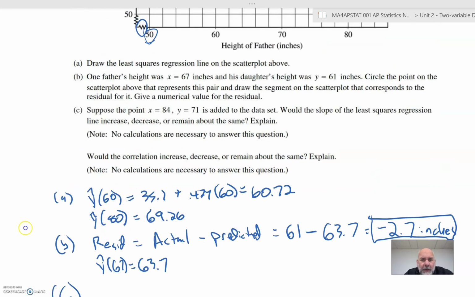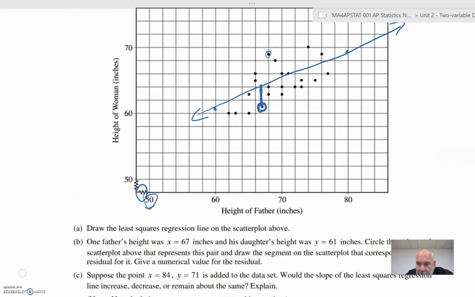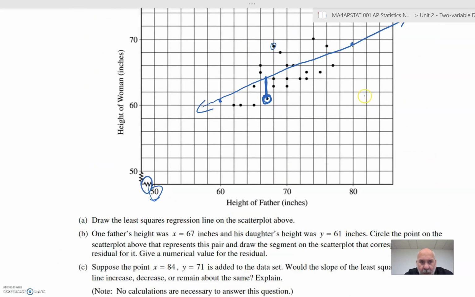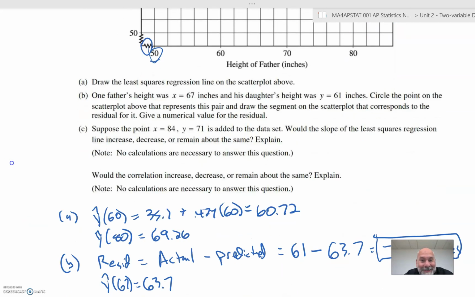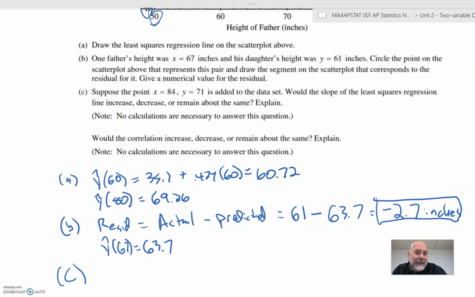Suppose 84, 71 is added to the data set. I wasn't kidding about these being common questions. So 84, wow, okay, it's going by twos. 84, 71. So yeah, right there. This is just what we were talking about. I'll let you know I didn't pick this problem ahead of time. I just grabbed two free response questions that didn't tie in other stuff from other chapters. So okay, running out of time. I've got a minute left.